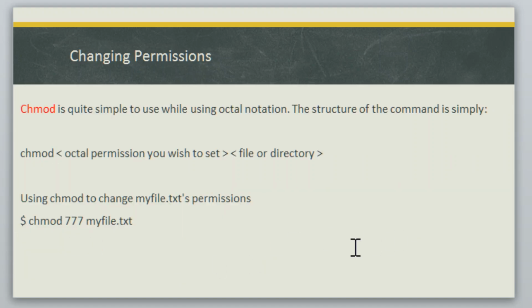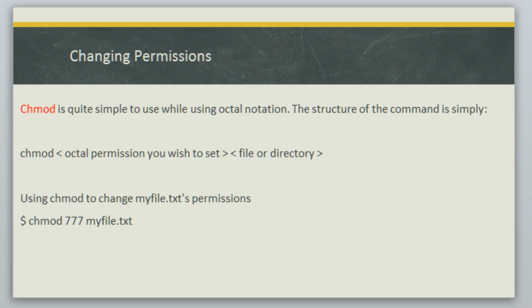So how do we change permissions? To change permissions, we use the chmod command. It's quite simple to use while using octal notation. The structure of the command is simply chmod, then the octal permissions we wish to set, and then the file or directory. A quick example here: chmod 777 myfile.txt. This will give owner, group, and other read, write, execute permissions for all of them.